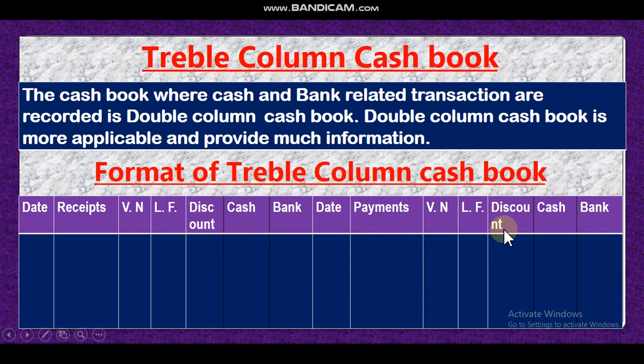Dear student, in triple column cash book, we will record date, receipts, voucher number, LF, then an extra discount column, cash and bank as in double column cash book. Only the discount column will be extra here, and in the payment side also an extra discount column will be here. Dear student, the difference of debit and credit will be the balance of cash and balance of bank.